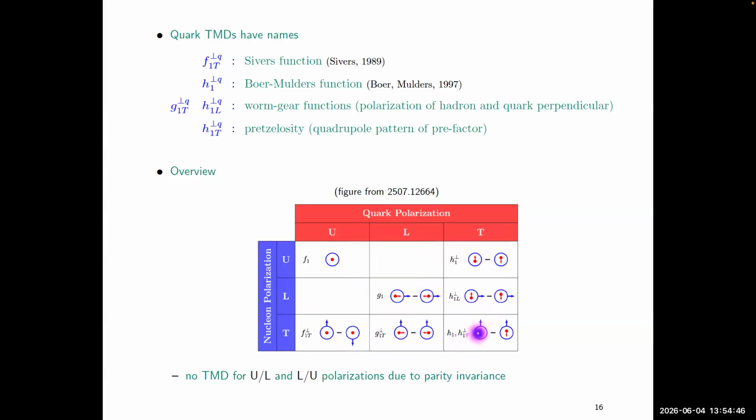Here we have the transversity and this pretzelosity thing. The Sivers function is unpolarized quarks in a transversely polarized nucleon. The counterpart, Boer-Mulders function, transversely polarized quarks in an unpolarized nucleon. And then here we have these worm-gear functions. And these 2 panels here are empty, and that's a consequence actually of parity.